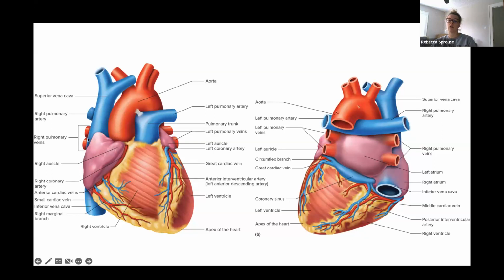Okay, now if we follow the left coronary artery, look at where it goes. It goes down the middle on the front side, between the two ventricles. So we call this one the anterior interventricular artery. Another name for this would be the LAD, or the left anterior descending artery.